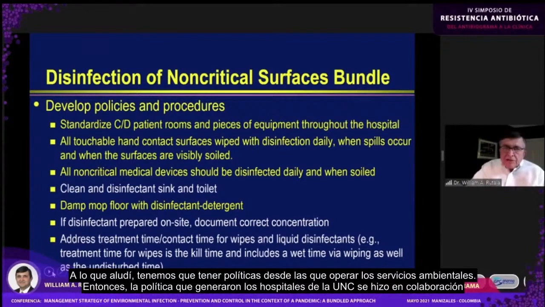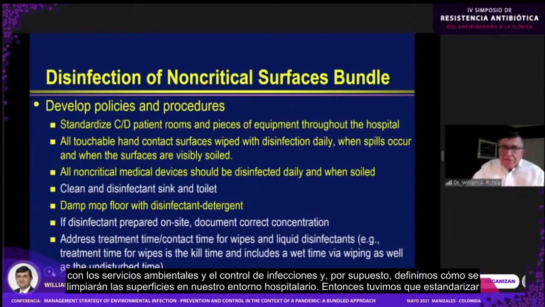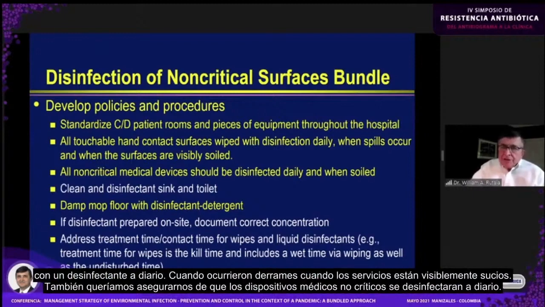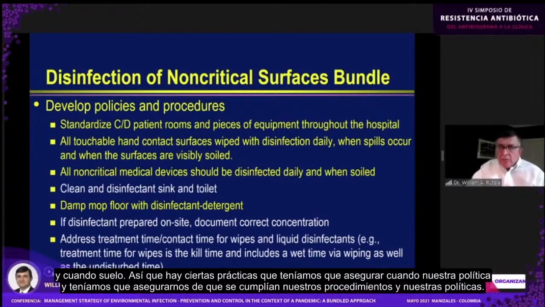The policy that UNC hospitals generated was done in collaboration with environmental services and infection control, and of course defined how surfaces were going to be cleaned in our hospital setting. So we had to standardize the cleaning and disinfection of patient rooms and pieces of equipment throughout our hospital. We wanted to make sure that all touchable hand contact surfaces were wiped with a disinfectant daily, when spills occurred, and when the surfaces are visibly soiled. We also wanted to make sure that non-critical medical devices would be disinfected daily and when soiled.